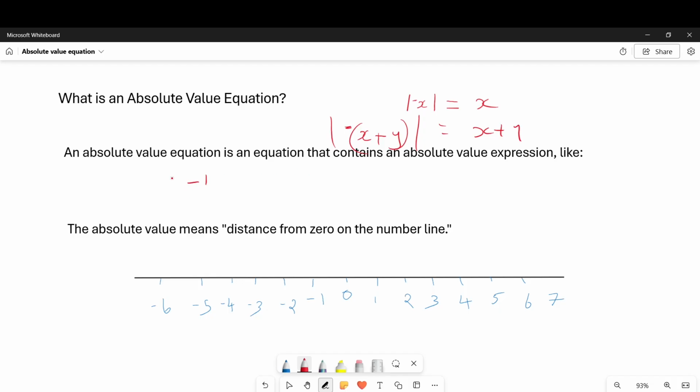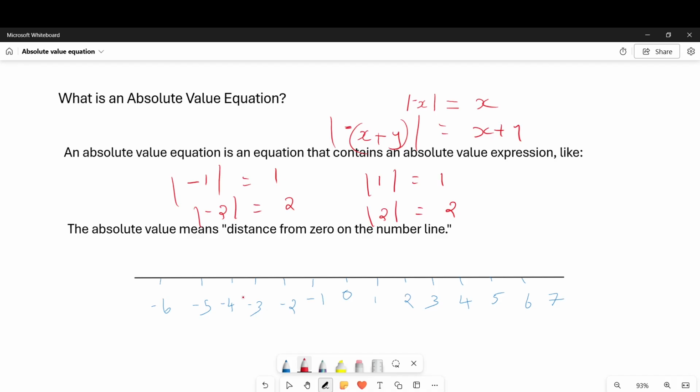So minus 1 inside the absolute value goes to 1. Minus 2 inside the absolute value goes to 2. If 1 is in the absolute value, it stays the same, positive 1. If 2 is in the absolute value, the answer will be 2. To understand this easily, you need to think in terms of the distance definition. An absolute value means a distance from 0 on the number line.